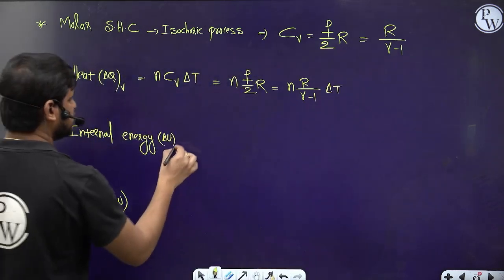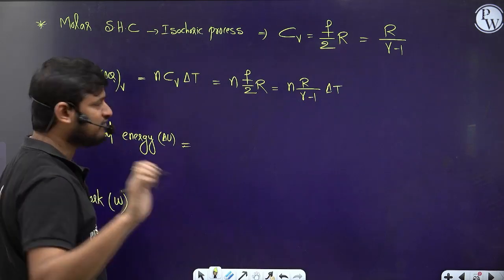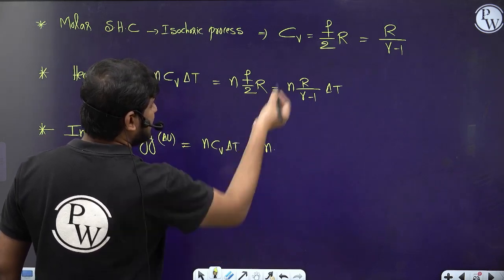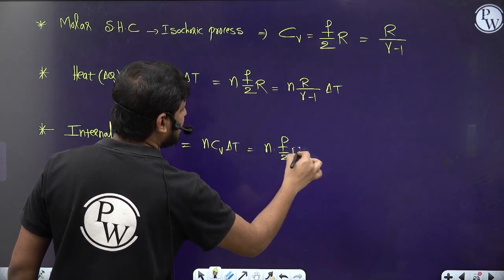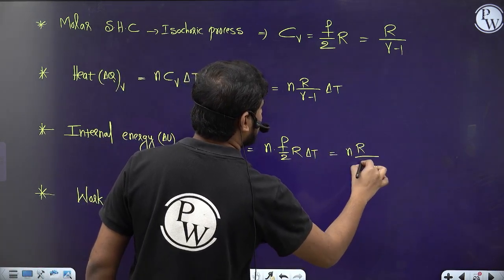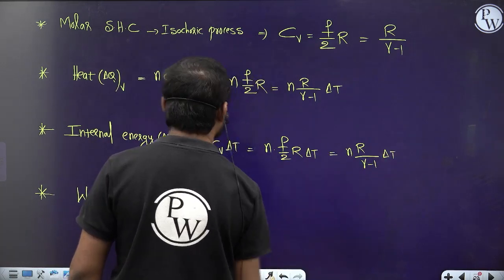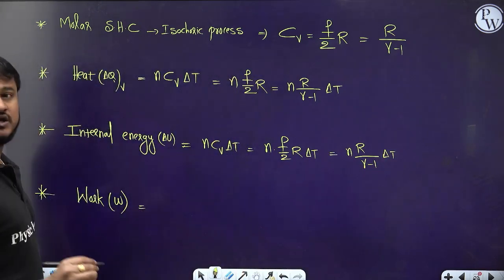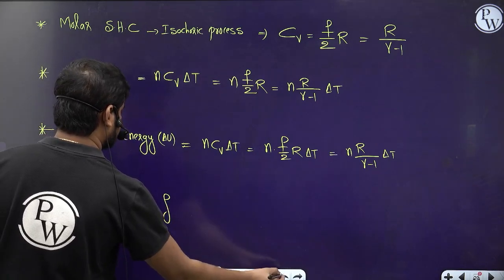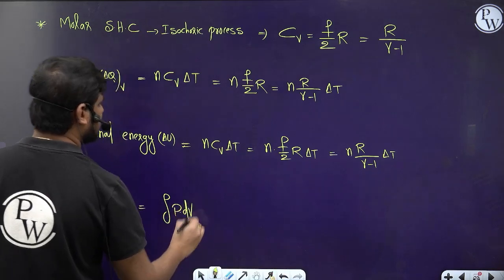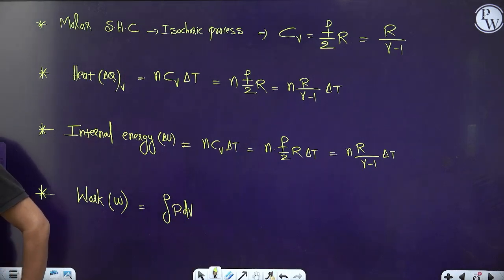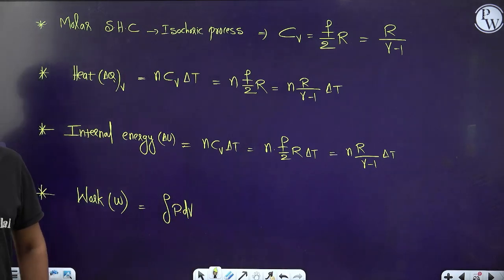Clear? And what about internal energy? For the internal energy, only one formula: n CV delta T, which is n F by 2 R delta T, or n R by gamma minus 1 into delta T. Now what is the work done? The only formula we know for the work done is the integration of P dV. But here the volume is constant, so what happens to the work done?